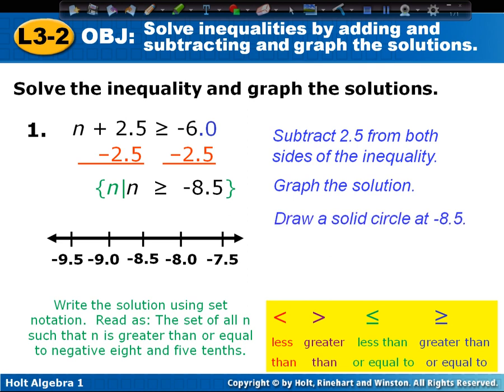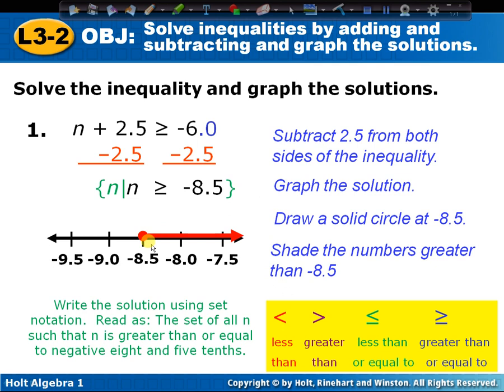We're going to draw a solid circle at negative 8.5. So we've got a solid circle here, and it's solid because it's saying greater than or equal to, and it has this extra mark right here, so we're going to make it dark and fill it in. Also, our arrow right here is pointing to the right, so we're going to shade to the right. And it's also because all of our solutions are numbers that are greater than or equal to negative 8.5. So all the numbers greater than that are to the right of that number.